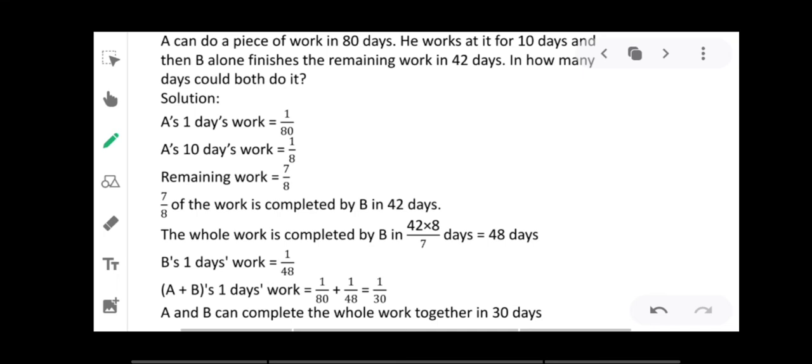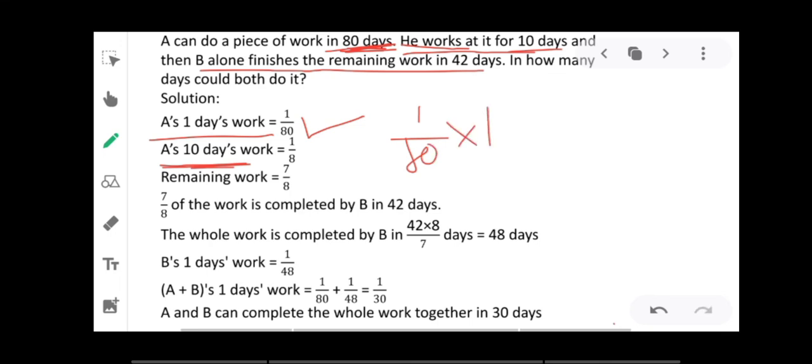Next question. A can do a piece of work in 80 days. That means A's 1 day work equals 1 upon 80. Clear? Then he works at it for 10 days, and then B alone finishes the remaining work in 42 days. He worked for 10 days, so 10 days' work will be 1 upon 80, the 1 day work, into 10 days. So 0 cancels, 1 upon 8. Clear?